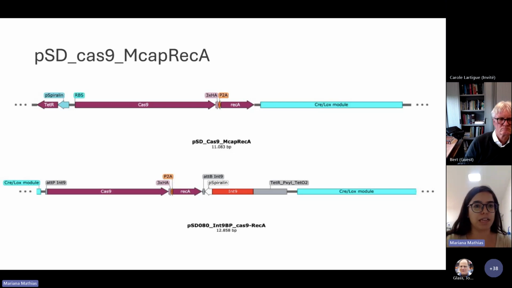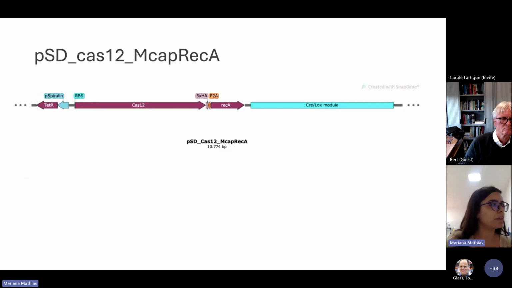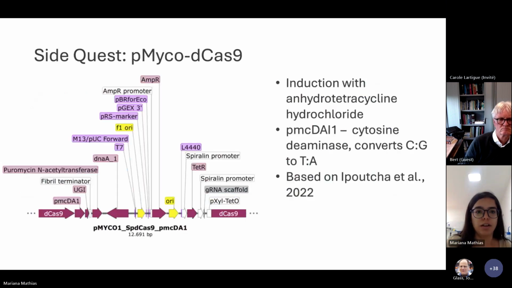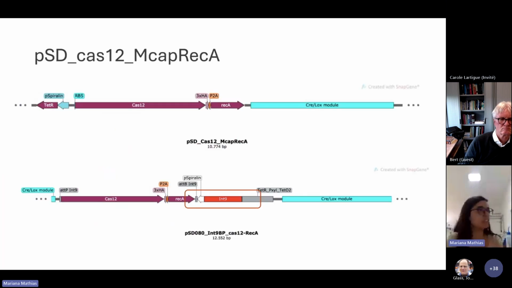So we're doing this with Cas9, with the integrase mediated by the tetracycline, and we did the same thing for Cas12. With the same system, we just swapped Cas12 and Cas9. So this is the first thing that we are trying, and since we had a problem before, I never tried it yet. So I'll start right now to work on this.